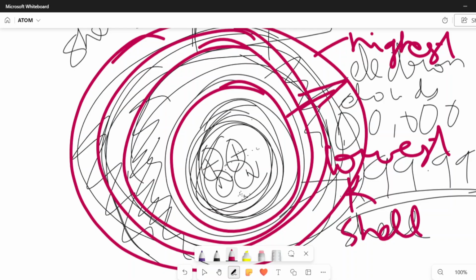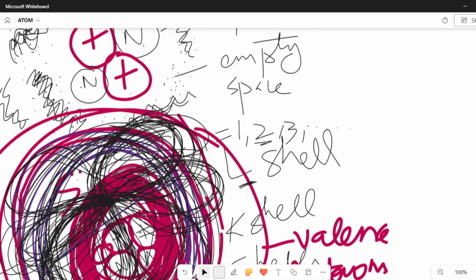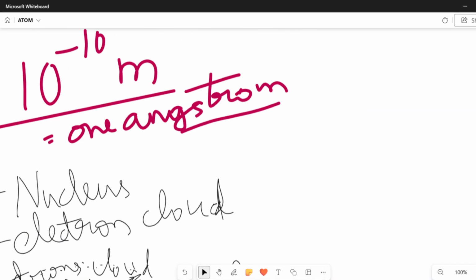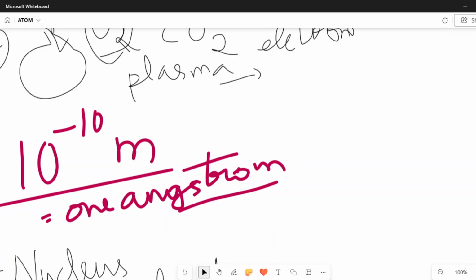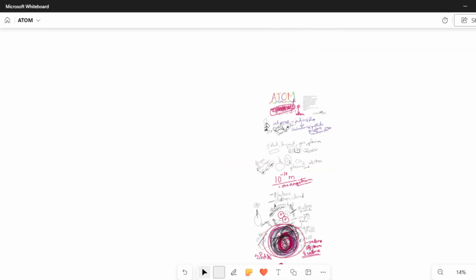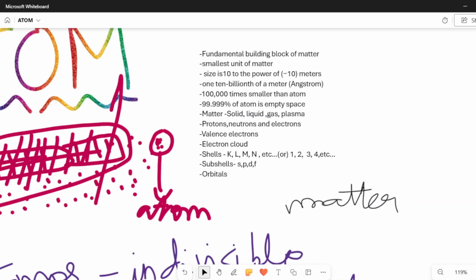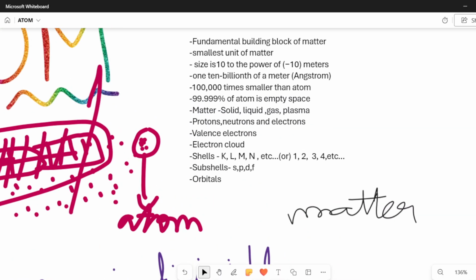So, hope you would have understood till here what an atom is and how it looks, how the atom particles are present in our universe. So, this is the small overview of whatever we had gone through in today's session.